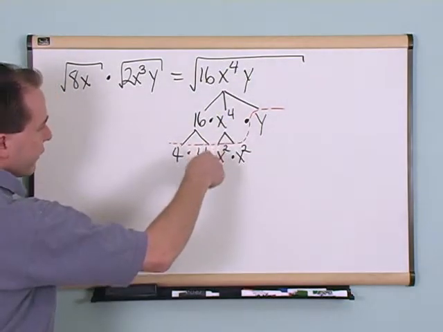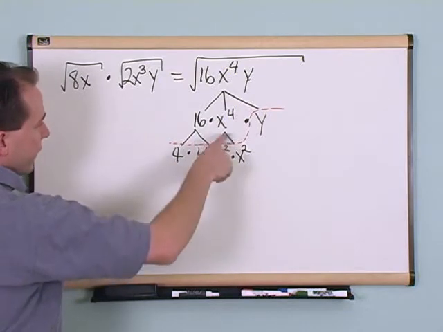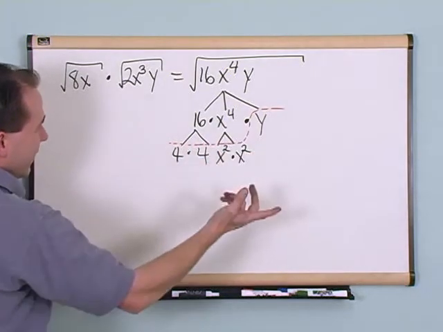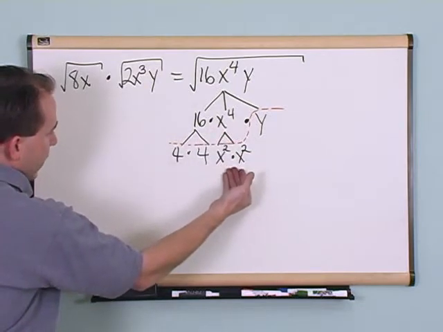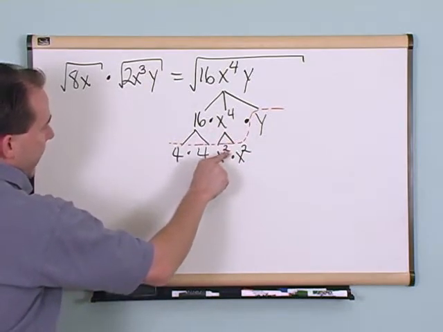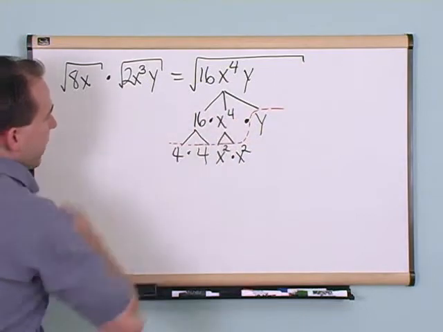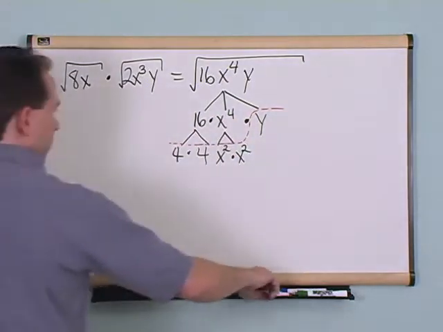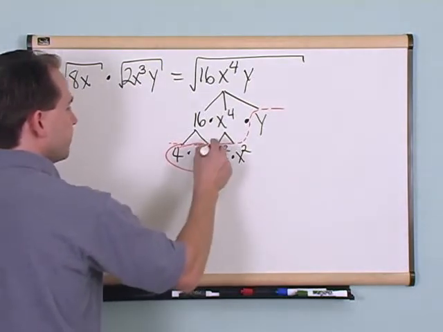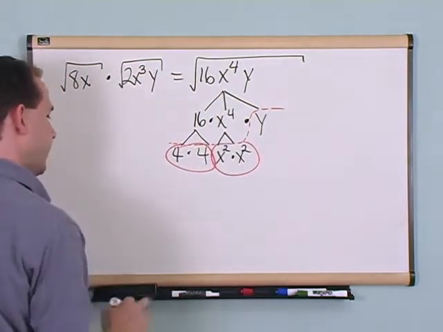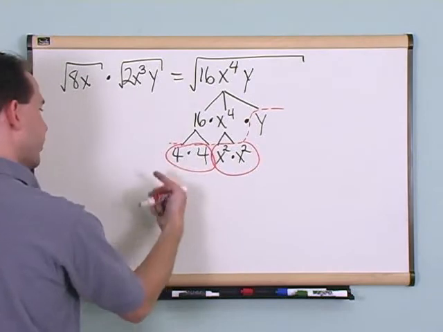But in the end, I'm just going to circle pairs of x, and I'm going to get 2 pairs of x. It's going to give me the same answer. X to the 4th is equal to x squared times x squared, because when you multiply these back, you add these exponents, and you get back what you started with there. So, I'm looking for pairs of 2. I found one, and I found one. Okay?